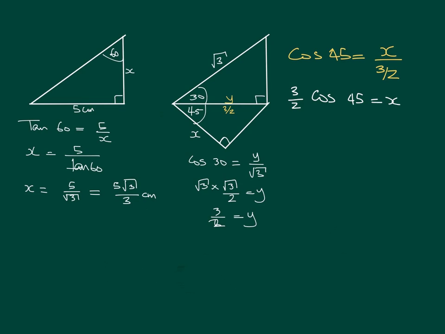Now I know that my cos 45 is root 2 over 2. So I'm going to have 3 over 2 times root 2 over 2, and that equals x. It's now just a matter of multiplying the top, multiplying the bottom. So 3 times root 2 gives me 3 root 2, and then the 2 times 2 at the bottom gives me 4. And that's it. We're done. This is completed now, and the answer is exact and unchanged.